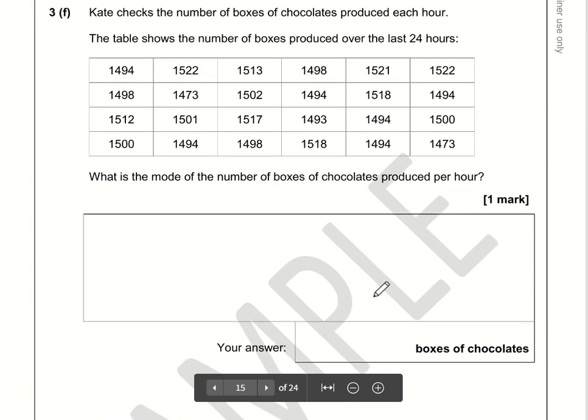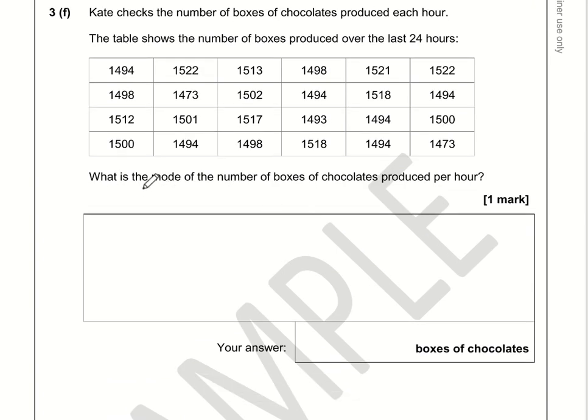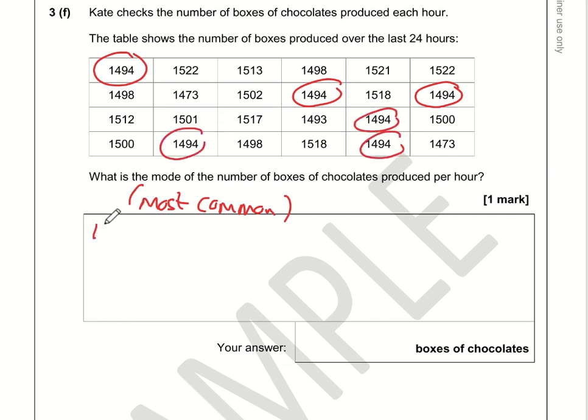Okay, so what is the mode? The mode is the value that is the most common or the most frequently occurring. So let's go through them one at a time. So 1494, 2, 3, 4, 5, 6. So 1494 is times 6. So let's just get rid of these.